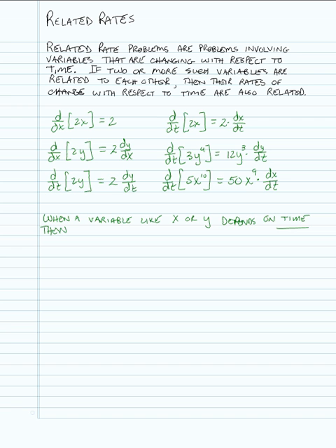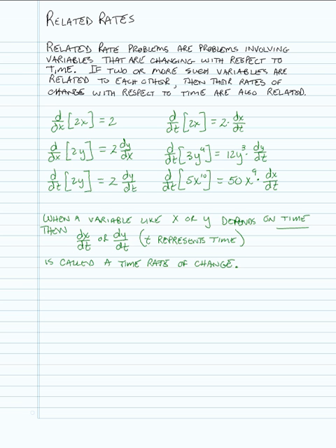Then the derivative of that variable with respect to t, so the derivative of x with respect to t is the derivative of y with respect to t. And of course, remember here, t represents time. Those derivatives are called a time rate of change. And of course, speed or velocity is one such time rate of change. So that's what we're going to be discussing.